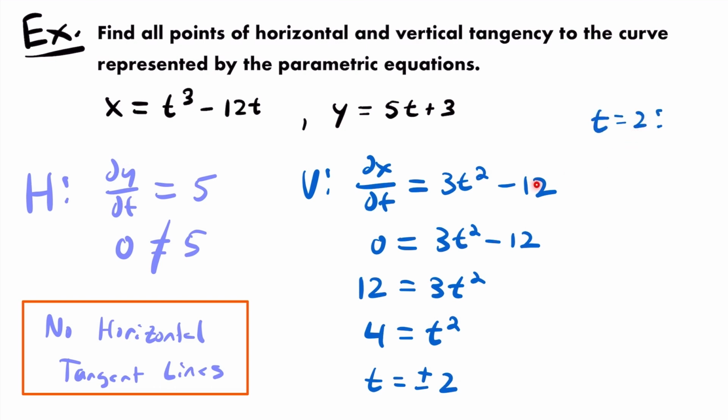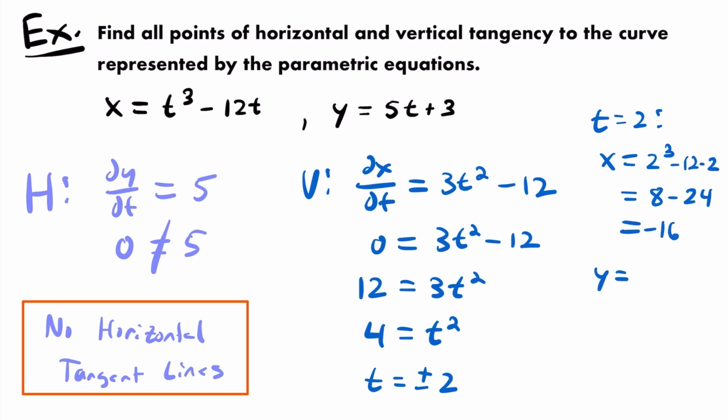Let's plug 2 into our parametric equations. When t equals 2, x will be equal to 2 cubed minus 12 times 2, right? We just replaced this t and this t with 2. And 2 cubed is 8, so x is equal to 8 minus 12 times 2, which is 24. So we have 8 minus 24, and that is equal to negative 16. So x is equal to negative 16.